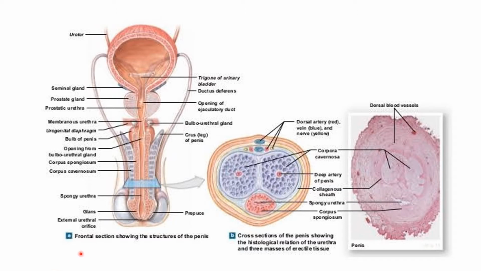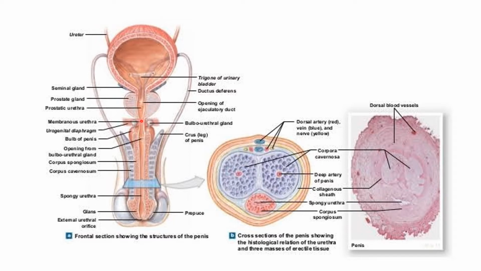So this image would actually show you the frontal section showing the structures of the penis. So coming from the ureter, you have here your urinary bladder. And then here you see the ductus deferens. Behind your bladder is actually your seminal gland. It actually passes from the trigone going to the opening of the ejaculatory duct. Behind it is the prostate gland. It will also pass the prostatic urethra.